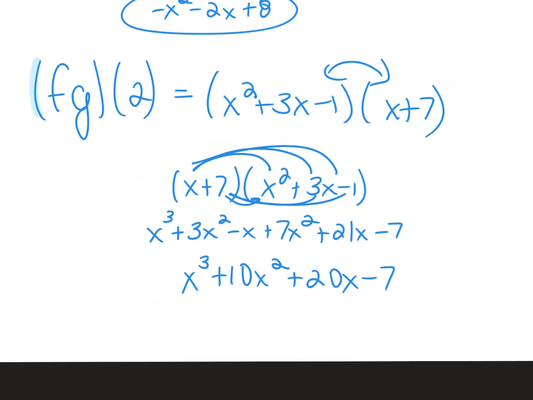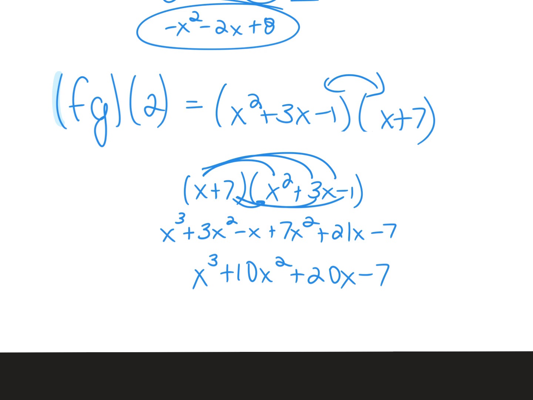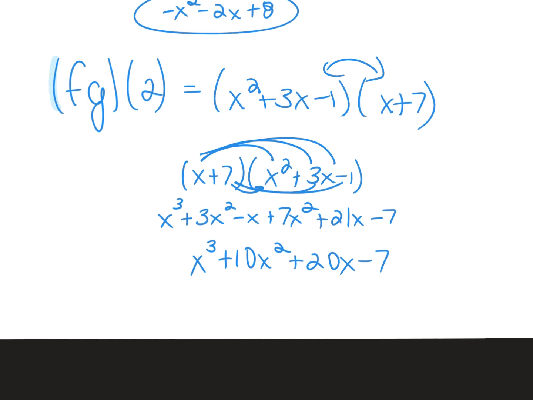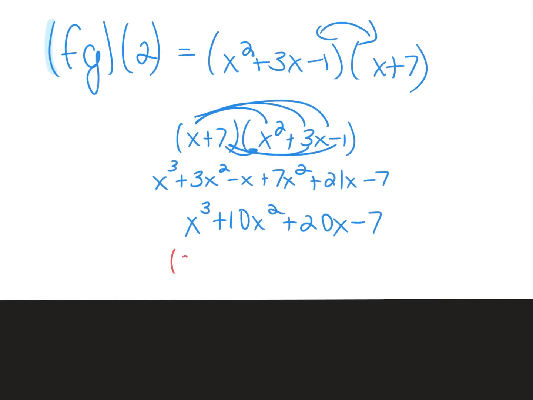All right. Now, is that the answer to the question? No. All we did was multiply the two functions together. What does the question want us to do? Plug in a 2 everywhere you see an x. So then you would just say, okay, well, I'm going to put a 2 here. And I obviously just made this up, so the numbers might get a little big. Sorry.